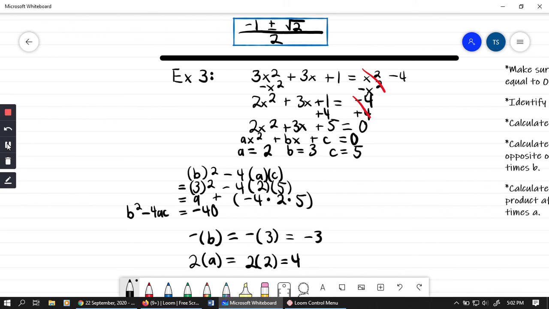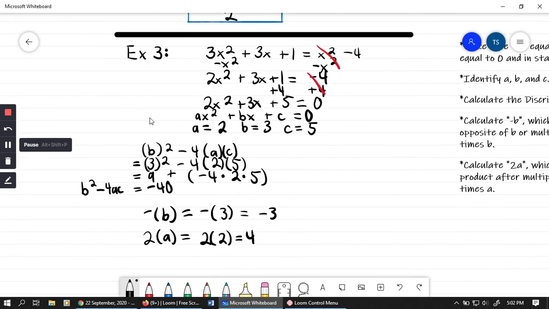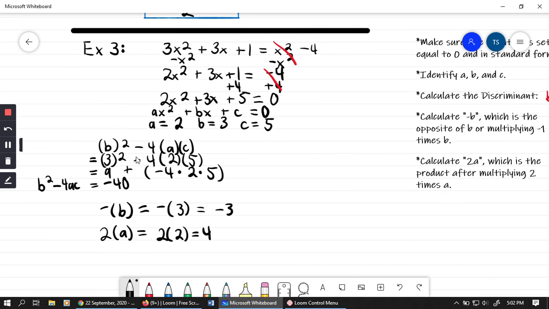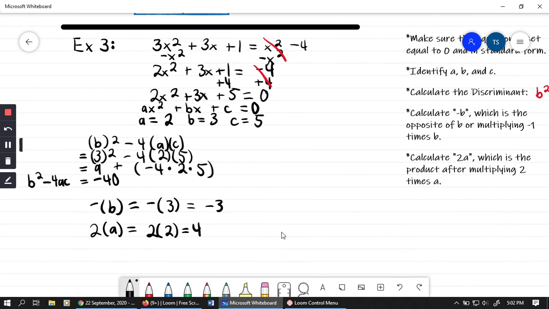So now that we know what all three of these parts are, we need to go on and replace or substitute these parts that we just calculated into the quadratic formula. And then if possible we'll simplify.